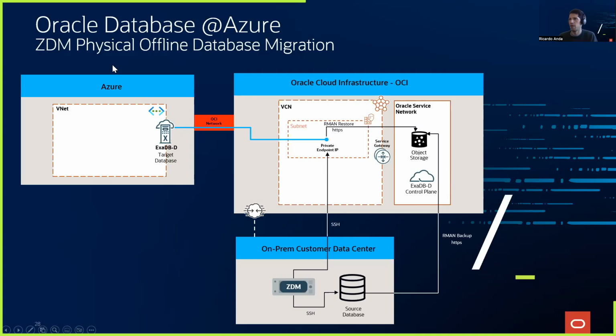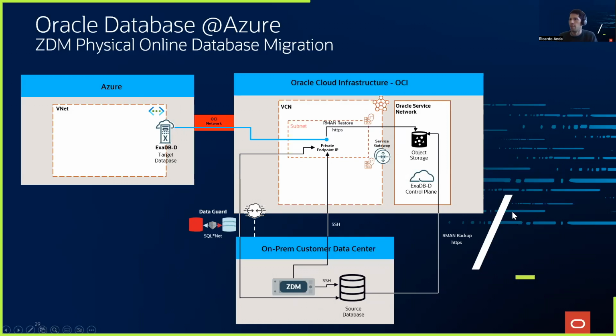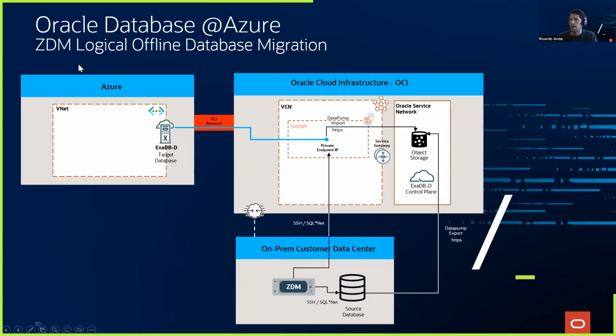Again, in physical offline, we will need setDM, and setDM will log the source and target destinations. In this scenario, we can reach object storage, so we can do the migration via object storage. The other scenario is physical online. Again, the same principles, just adding Data Guard with SQLNet. Logical offline, again, the same principles, just using Data Pump import and export instead of RMAN, and SQLNet or, depending on the target database, well, in this case, SSH, as we're only supporting Exadata at the moment. Some users will come in the future.